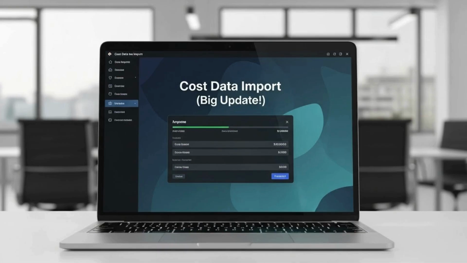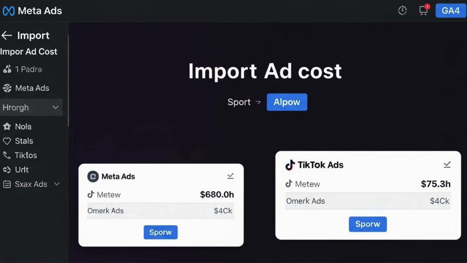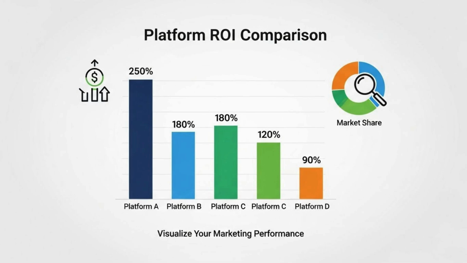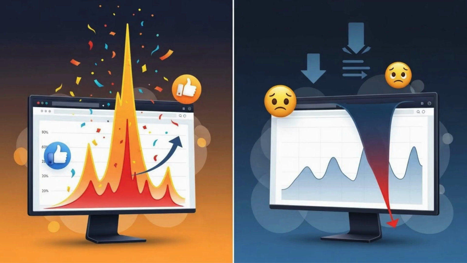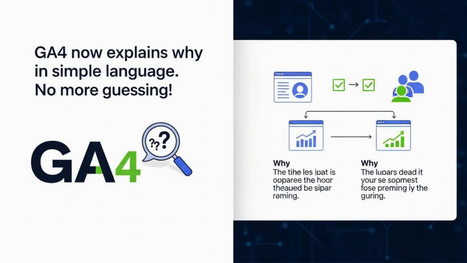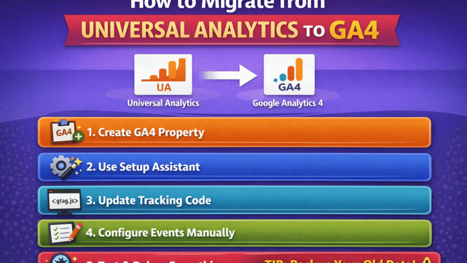Cost data import, big update. You can now import ad cost data from Meta ads and TikTok ads directly into GA4. This makes it much easier to see which platform gives the best ROI. AI explanations in reports. If your traffic suddenly increases or drops, GA4 now explains why in simple language. No more guessing.